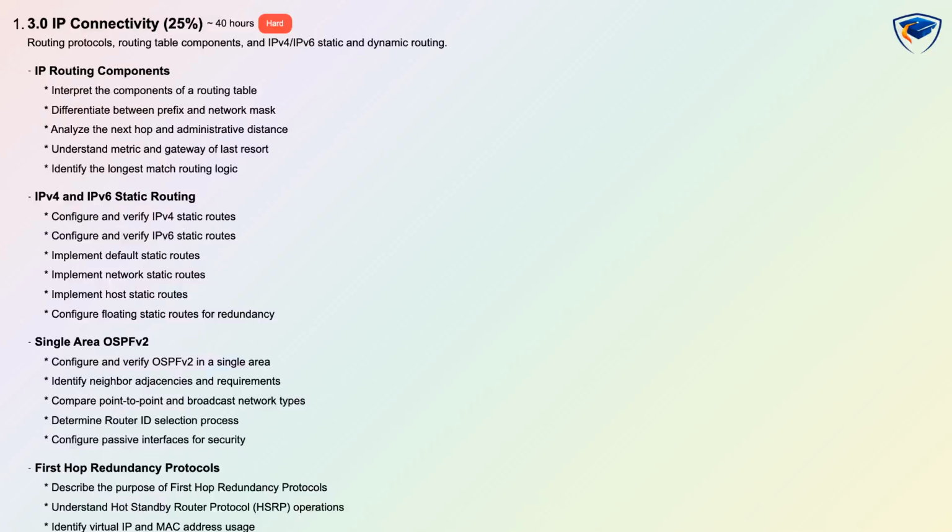Domain 3.0 IP connectivity is weighted at 25%, marked hard, with an estimated 40 hours and assessed by hands-on and conceptual tasks. You will learn IP routing components and how to interpret routing table entries, differentiate prefix and mask, and analyze next hop, administrative distance, and metrics.